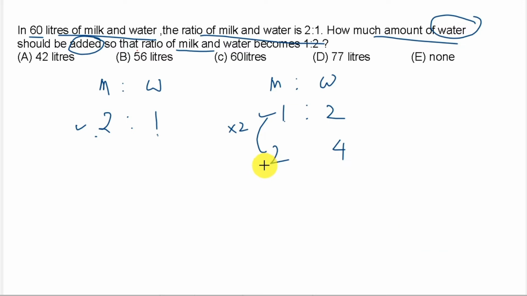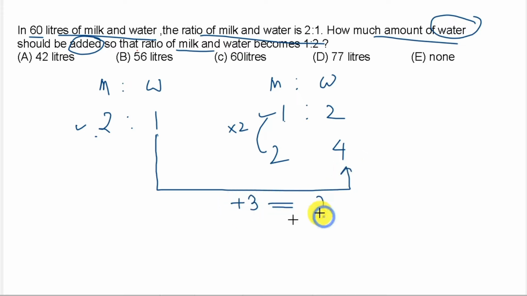Now what is the question? The question is how much water is added here. Initially the water amount here is 1, now it becomes 4. So how much is added? 3. And we have to find the equivalent of this 3.